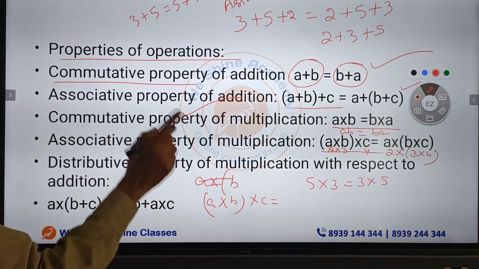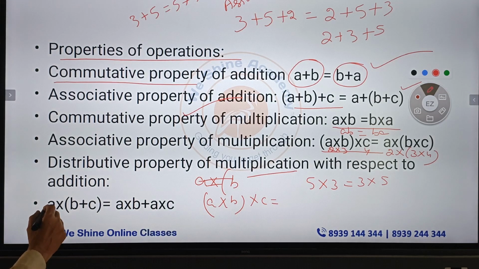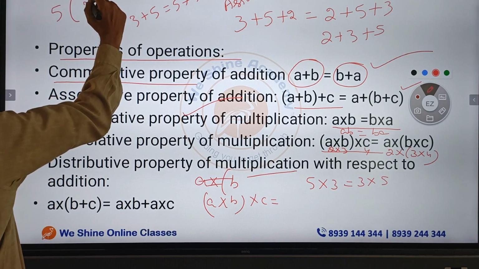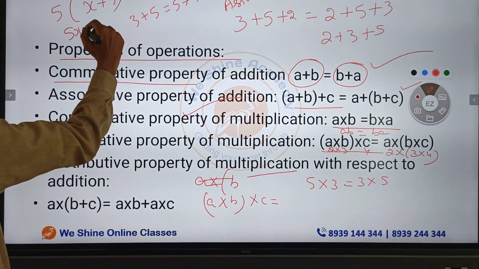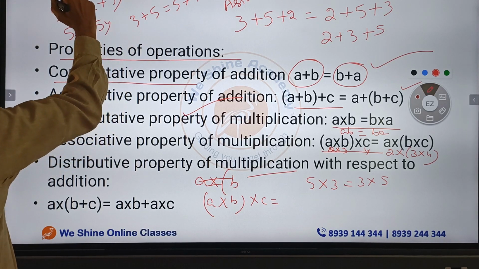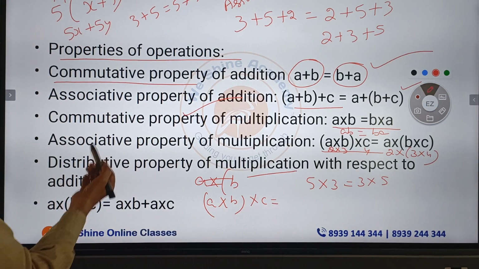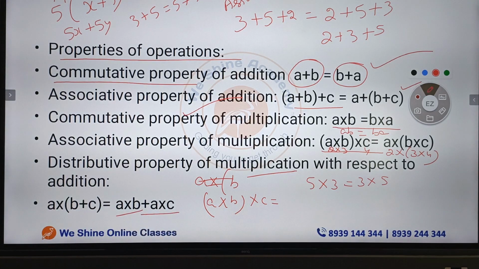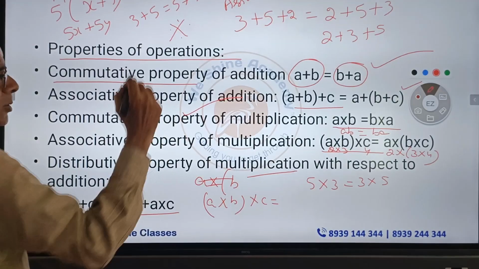Last is very important. Distributive property. That is, it is distributed over a different version of multiplication. A into B plus C. That is what I have to do. Suppose your number is 5 into x plus y. How will we multiply? This is 5x plus 5y. Correct? 5 into x plus 5 into y. Same thing. A into B plus C is A into B plus A into C. These properties are very, very important to understand.